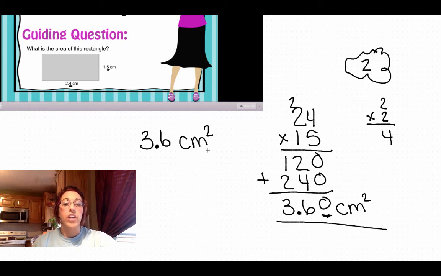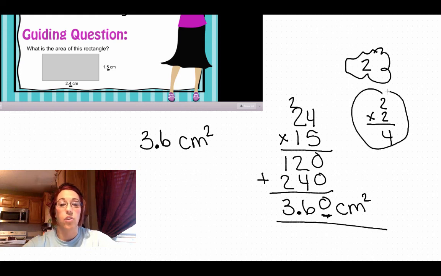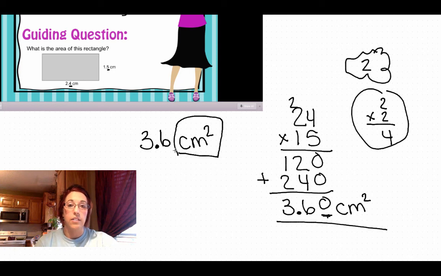So I hope this video has helped you remember how to multiply decimals after a break and really freshened up your skills with calculating area of rectangles. It is just multiplying when it's with decimal side lengths. The only thing you have to remember is to check to make sure your answer is logical and to put your labels at the end.